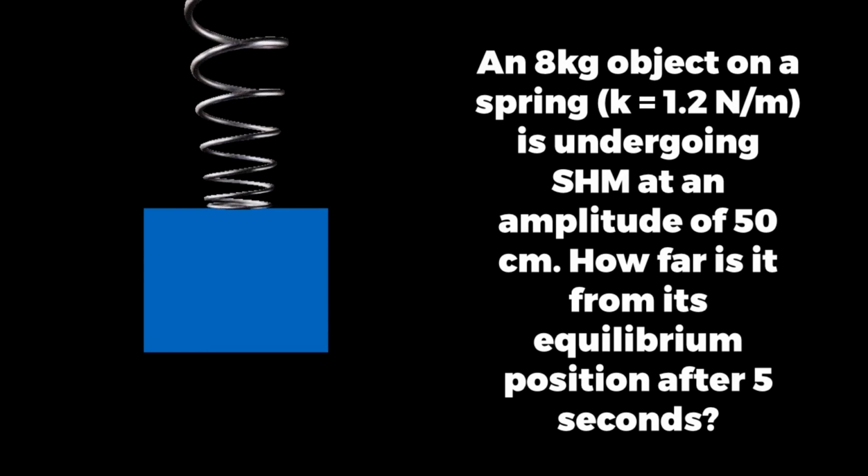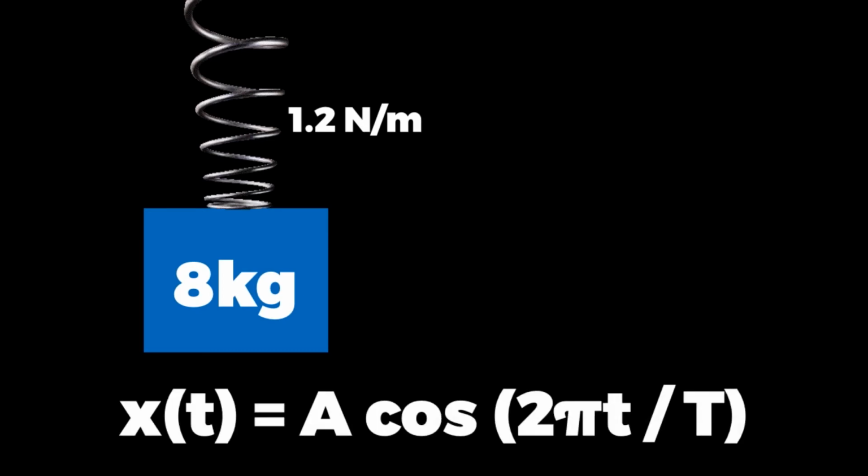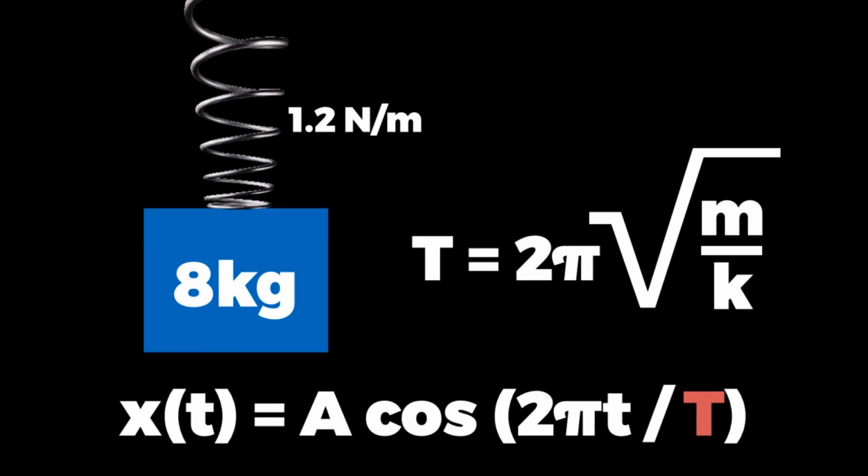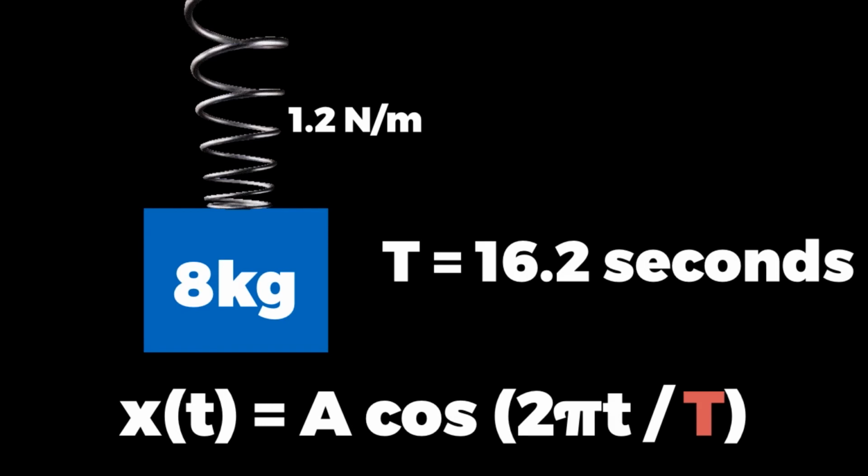Well, we already know some of the constants that we'll need. We know that the mass is 8 kilograms and the spring stiffness constant is 1.2 newtons per meter. We also know this equation that we can use to solve for the position at a given time. The one thing we don't know here is T, which is the period of the oscillation. To find T, we can use the equation that we discussed before, T equals 2 pi times the square root of m over k, and plugging in the mass and the spring stiffness constant that we already know, we will get that the period is equal to 16.2 seconds.